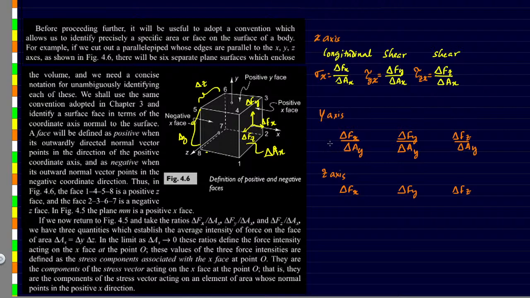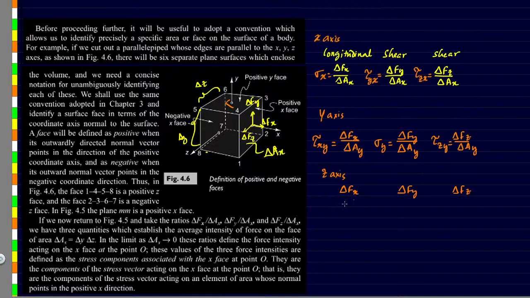Now, in this particular case, because this is going to be on the y-axis, the area, this total area, is going to be ay. So sigma fx divided by delta ay is going to be the shear stress. This we're going to call tau xy. This one is going to be longitudinal, so this is going to be called sigma y, and this one is going to be called tau z.